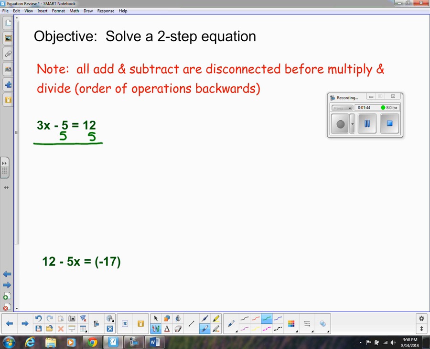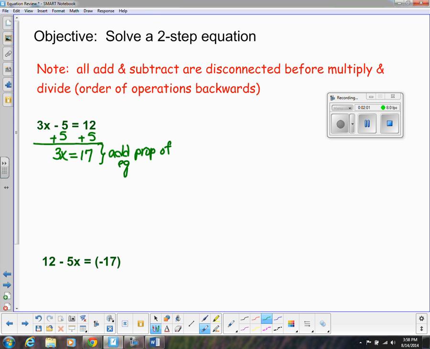So this is going to be 0. Negative 5 plus 5 is 0. So I'm going to end up with 3x equals 17. You will justify each step. What did I just do? And I should show my operation. I did the addition property of equality.